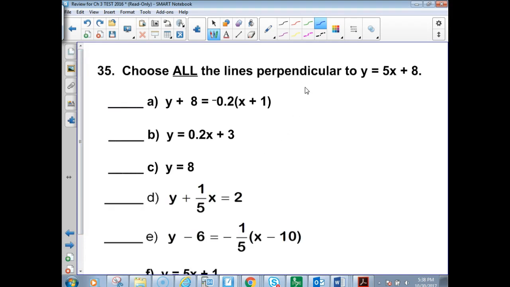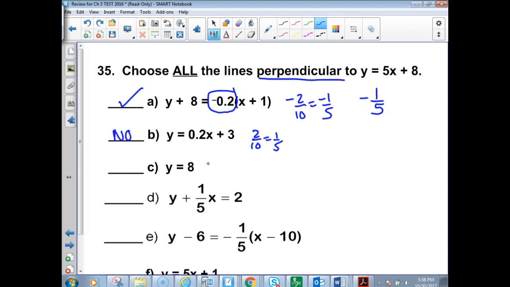All the lines perpendicular to the line y equals 5x plus 5 would have, if they are perpendicular to it, a slope that is the negative reciprocal, or an equivalent of -1/5. The trickiest one right here is -0.2. -0.2 is -2/10, which equals -1/5. So this is actually a perpendicular line. 0.2 is 2/10, which is 1/5. Nope.